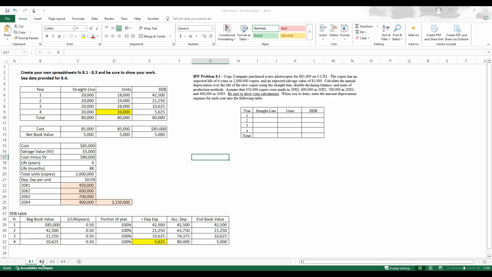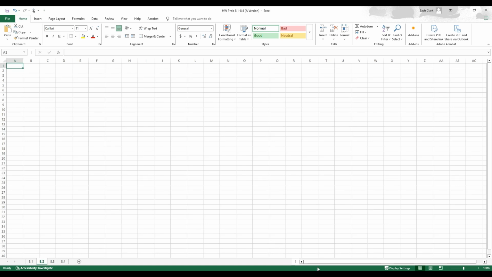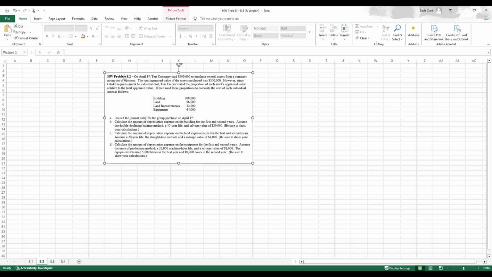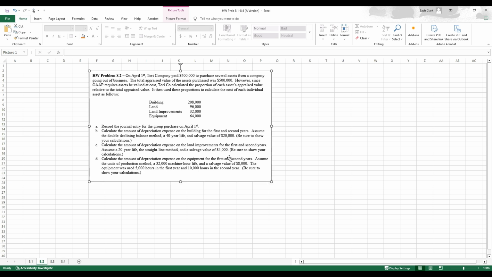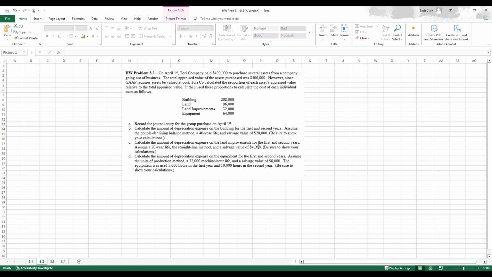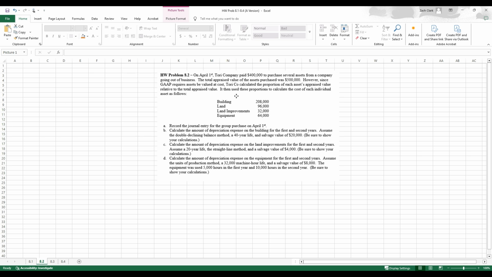Okay, let's go on to our problem 8.2 here. And just like I did for 8.1, I'm going to snip in a copy of the homework problem here. You all have this in your paper packet essentially, but I'm going to get it from my electronic copy and then just have it available so we can review it together when we're doing the problem here.